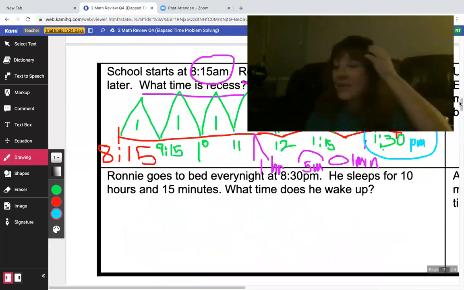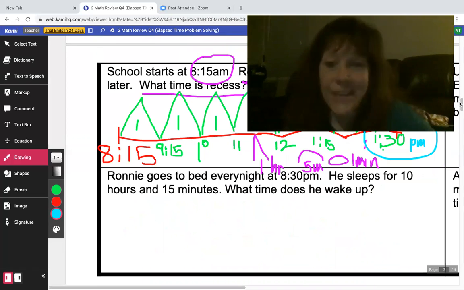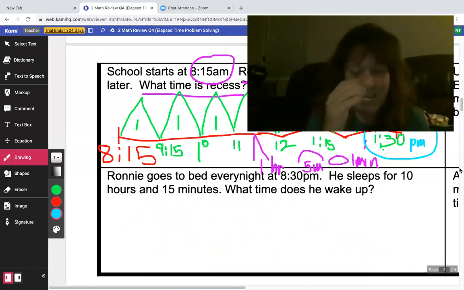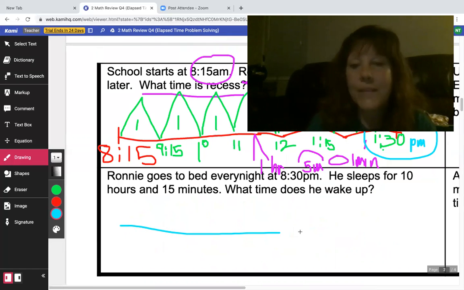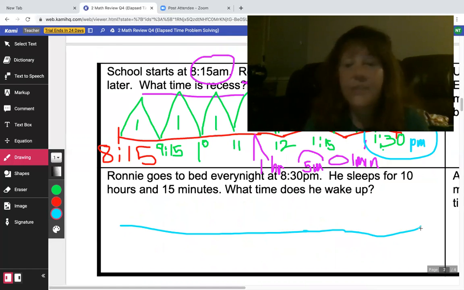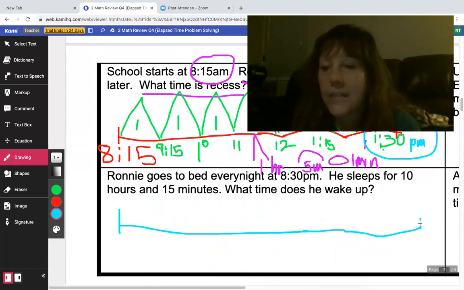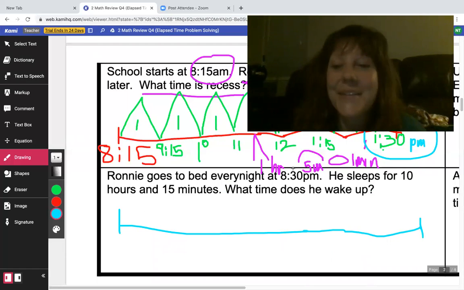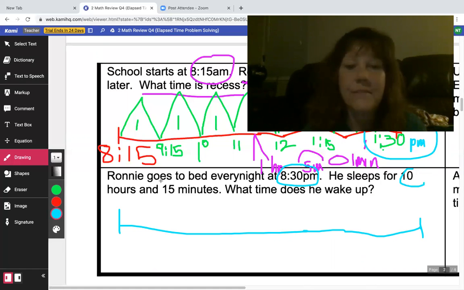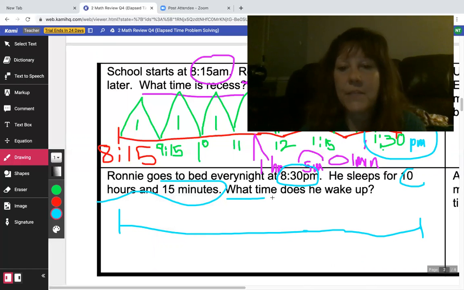All right, next one. Ronnie goes to bed every night at 8:30 p.m. He sleeps for 10 hours and 15 minutes. Wow, lucky Ronnie. Okay, what time does he wake up? So there's my ugly line, which is kind of a squiggle, kind of like our lines when we're walking in the hall, right? Okay, so key numbers. 8:30 p.m. He sleeps for 10 hours and 15 minutes. And the question is, what time does he wake up?